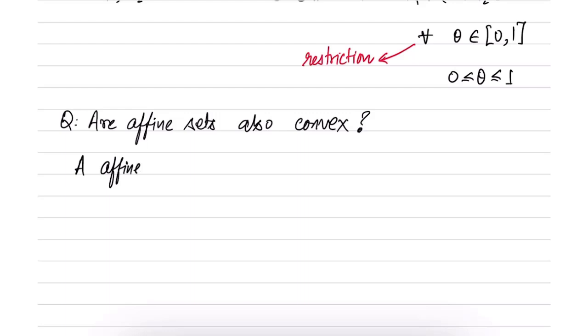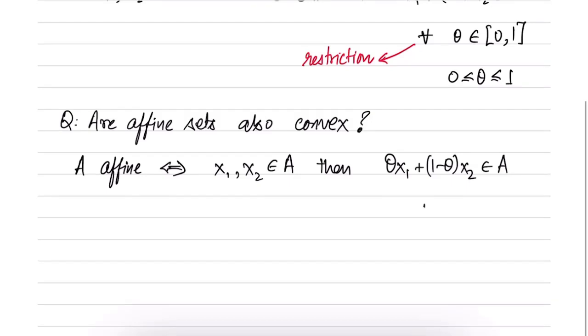Let us consider, for instance, that a set A is affine, which means that, or this statement is equivalent to saying that, if there are 2 points x1, x2 in A, then all points of the form theta x1 plus 1 minus theta x2 also belong to A. Now this is a statement which is true for all theta. Natural implication of this is that this statement is also true for theta between 0 and 1. But this is nothing but the definition of convex sets.